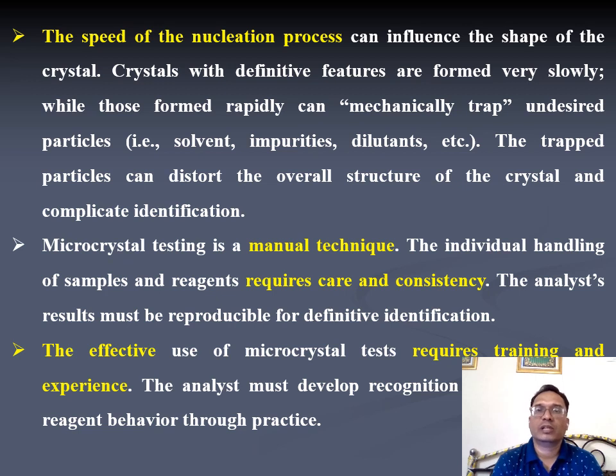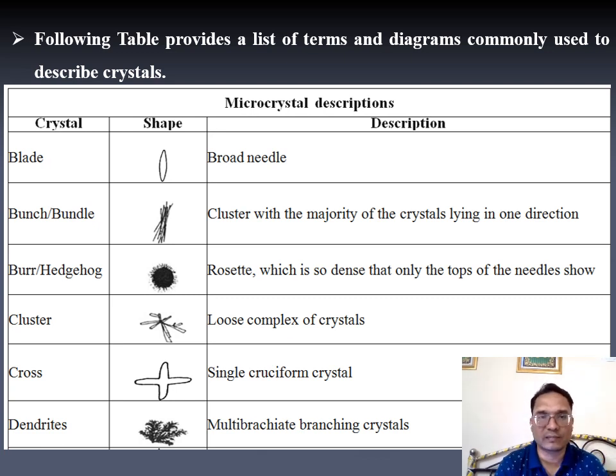The speed of the nucleation process can also influence the shape of the crystal. Crystals with definitive features are formed very slowly, while those formed rapidly can mechanically trap the undesired particles like solvents, impurities, diluents, etc. And these trapped particles can distort the overall structure of the crystal and complicate the identification. The microcrystal testing is a manual technique, and the individual handling of sample and reagent requires care and consistency. The analyst's results must be reproducible for the definitive identification.